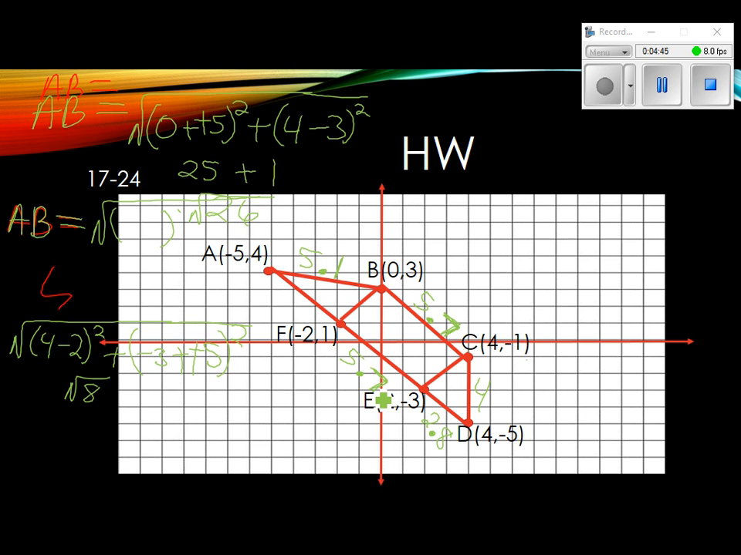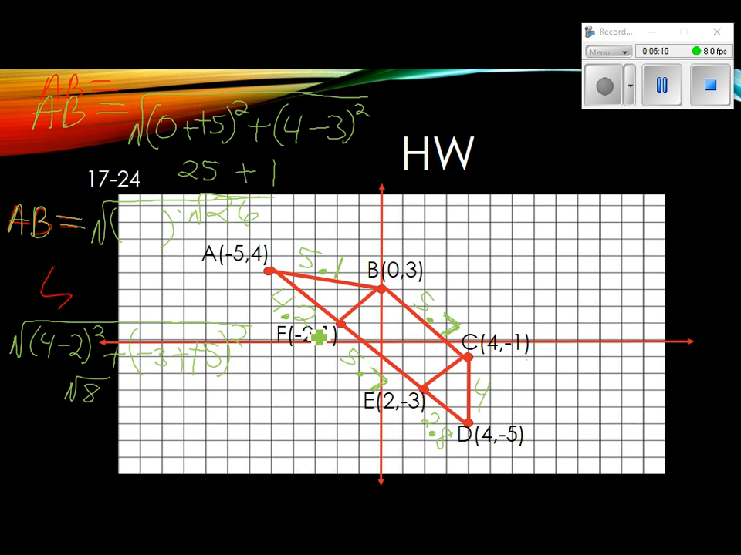Let's do this one. Segment AF, -5 minus 2 is -3. -3 squared is 9. 4 minus 1 is 3. 3 squared is 9. 9 plus 9, 18. What's the square root of 18? 4.24. Now, is it going to be a negative? No.